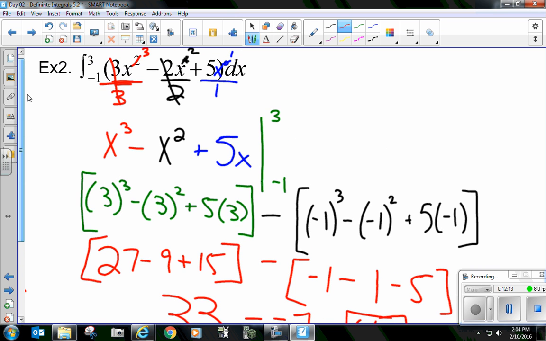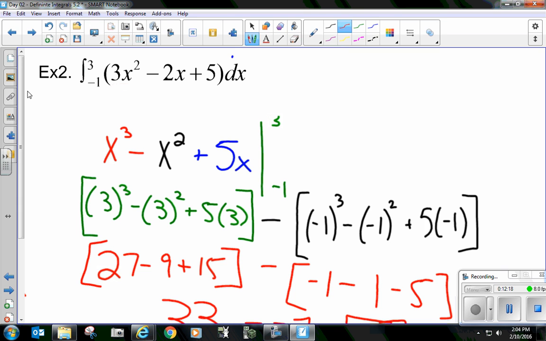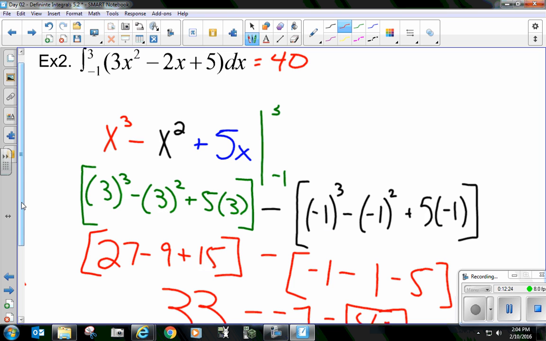So this whole thing, before I made a mess of it, equals 40. The area, and let me explain to you what that means. The area under the curve of that function, from x is -1 to x is 3, is 40.